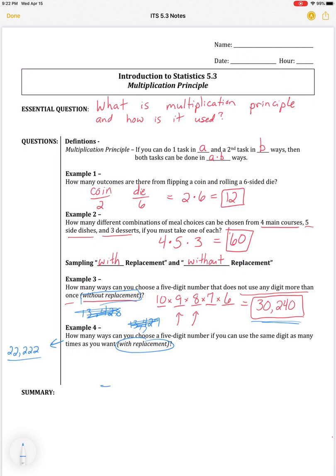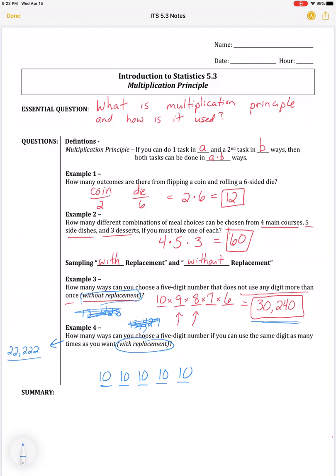So if we have our 5 digits, okay, how many possible numbers could go in the first spot? There's 10 because it's 0, 1, 2, 3, 4, 5, 6, 7, 8, or 9. There's 10 different numbers that could go there. And then we can use any number we want again. So now there's 10 possible numbers here, 10 here, 10 here, and 10 here. So each digit, there's 10 choices.